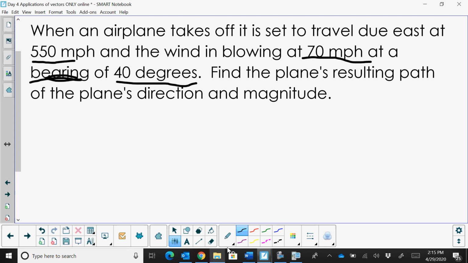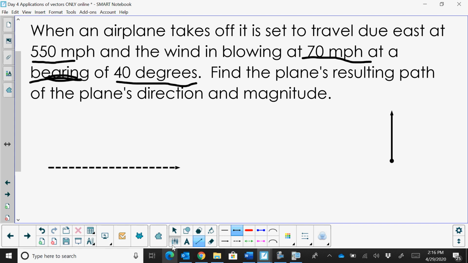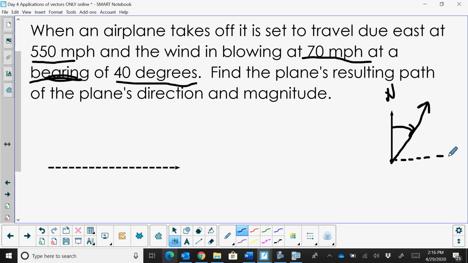So I'm going to draw this picture first so we can get a sense of what's going on. We have a plane, it's going east, and the vector is 550 miles an hour. Then we have a wind blowing at a bearing of 40 degrees. So we have to go back and think about bearing for a moment. Bearing is always based off of north. So a bearing of 40 degrees would end up being here. Well, we have to think about it from this horizontal direction. So what angle is it making with the horizontal? Well, if this is 40 degrees, that means the angle it's making with the horizontal is actually 50 degrees.